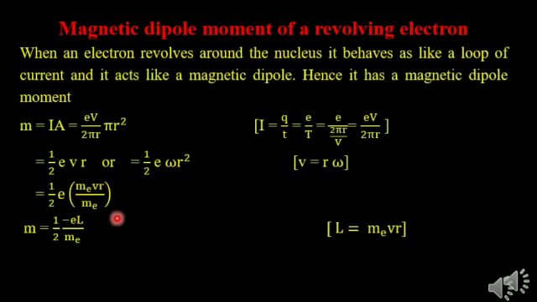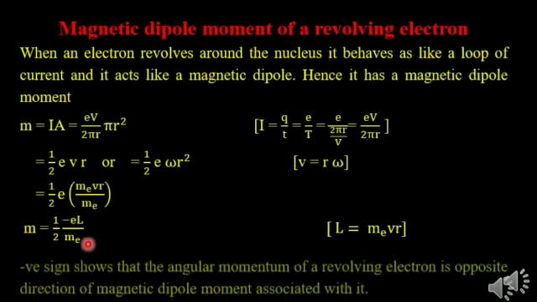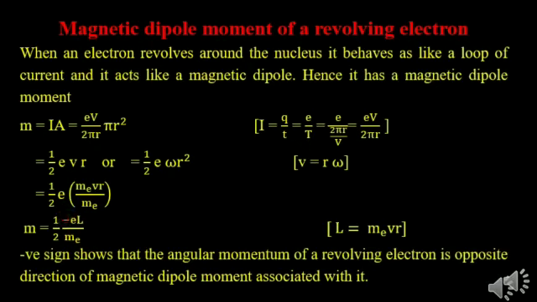So, the expression of dipole moment is m equals minus half eL divided by m e. This is the dipole moment. Here m e is the mass of the electron. This negative sign shows that the angular momentum of a revolving electron is in the opposite direction of the dipole moment associated with it.